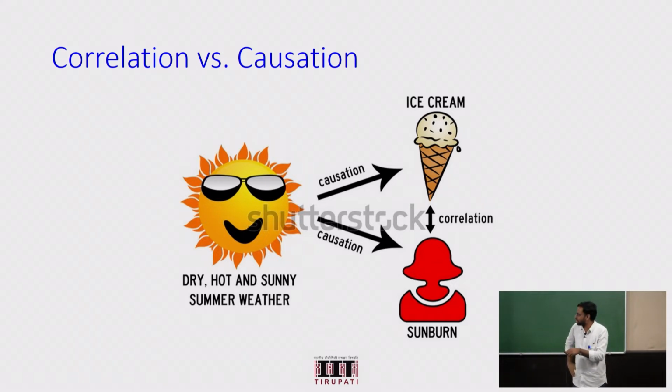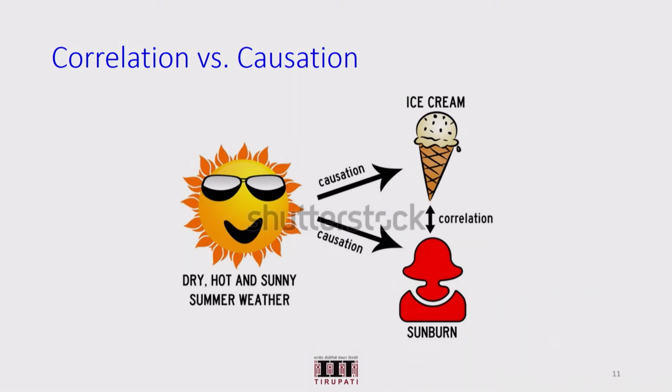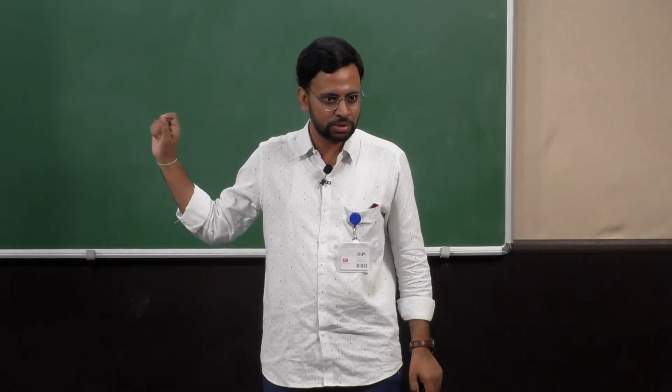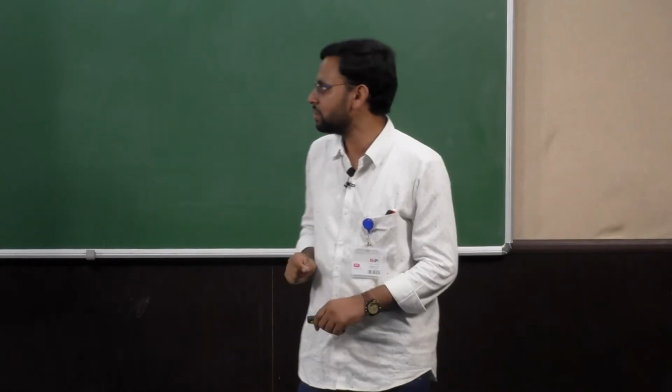Having sunburn because of the sun is a causation, and because of that, it being a very hot day, eating ice cream is a causation. But if you are looking at these two, it is a correlation. So one has to look at the subtleties of that and see what exactly you need to make an interpretation of your learning system. Hope the point is clear, the distinction between correlation and causation.